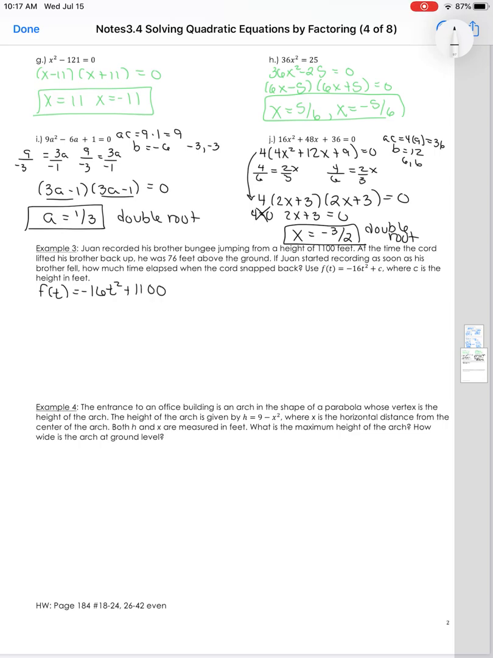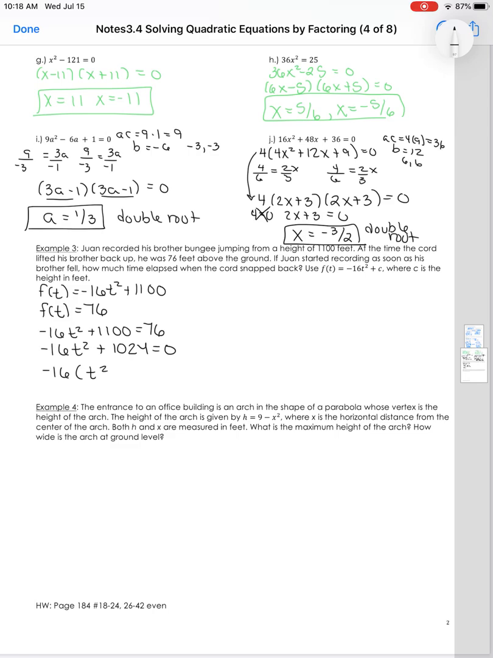Use f of t equals negative 16t squared plus c, where c is the height. Okay, so we have f of t equals negative 16t squared, and c is the height. Well, it says that the height is 1,100. But there's a new height also put in there that says f of t is also 76. So if you have two items that are equal to the same thing, we can use substitution and set the two of them equal to each other.